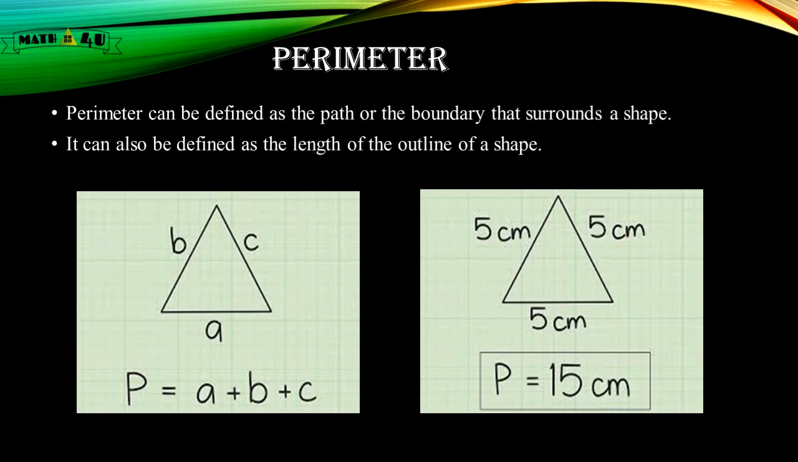Perimeter. We know that perimeter can be defined as the path or the boundary that surrounds a shape. It can also be defined as the length of the outline of a shape. Now, just look at the triangle. Let us consider the sides of the triangle as A, B, C. How to find the perimeter? Add all the sides of the triangle. So, if the side measurement is 5 centimeter, 5 plus 5 plus 5, that is equal to 15 centimeter.